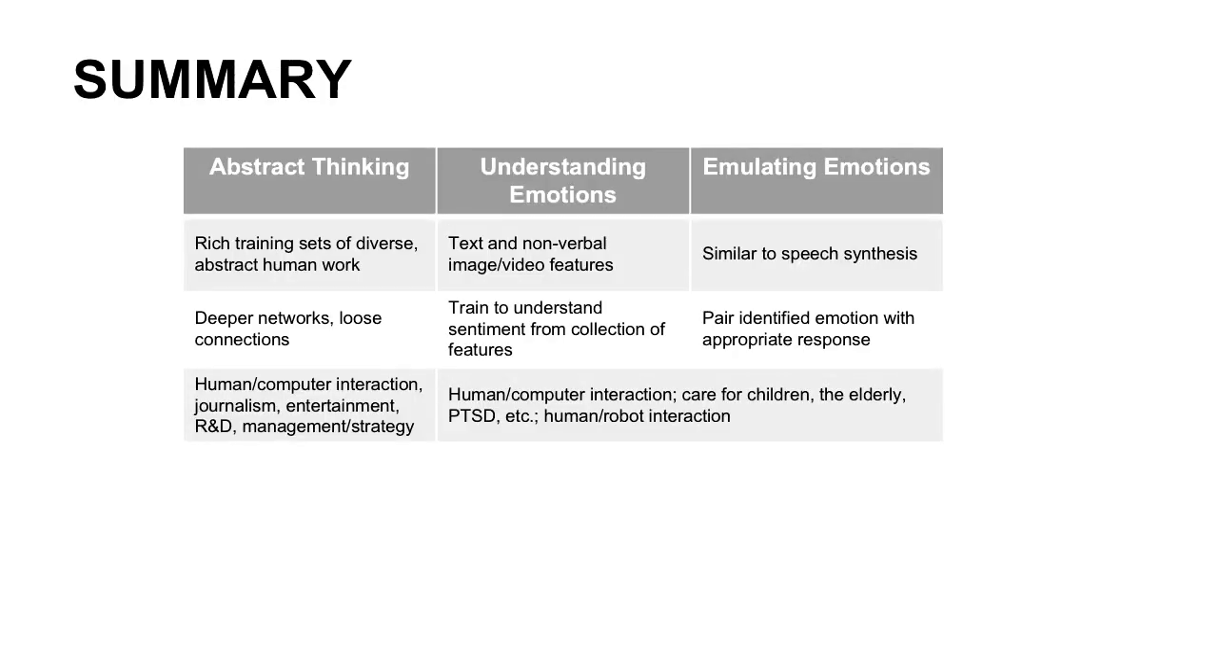So we covered abstract thinking, where we're looking at these deeper, more loosely connected neural networks, and we're training that with a much better, more diverse set of work. And that's applying in areas like human computer interaction, journalism, and the like. And then we talked about understanding emotions and emulating those emotions, where we're using text and we're using nonverbal cues from images and videos to better understand the sentiment or feeling coming from collections of features. And we're then pairing that and mirroring it with an appropriate response. And that obviously applies for care across the spectrum, human robot and human computer interaction.